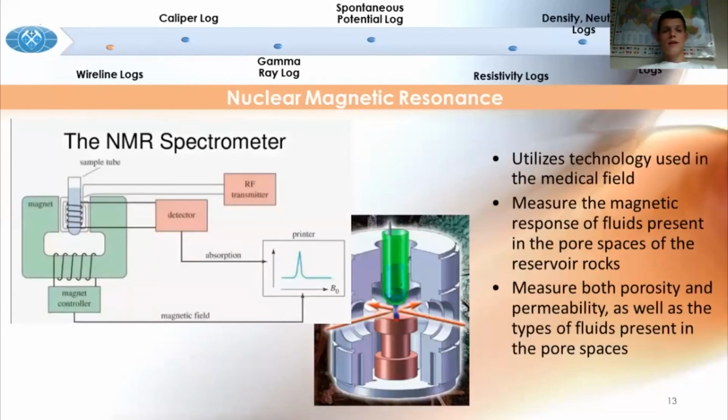Nuclear magnetic resonance utilizes technology used in the medical field. Measures the magnetic response of fluids present in the pore spaces of the reservoir rocks. Measures both porosity and permeability, as well as the types of fluids present in the pore spaces.